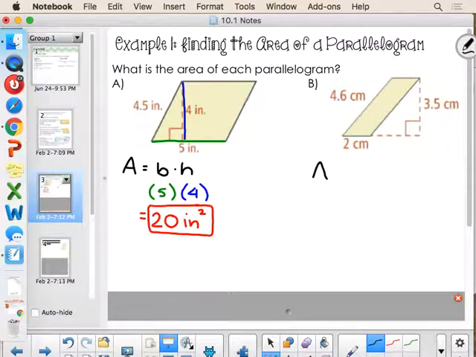Area equals base times height. This one's a little trickier.